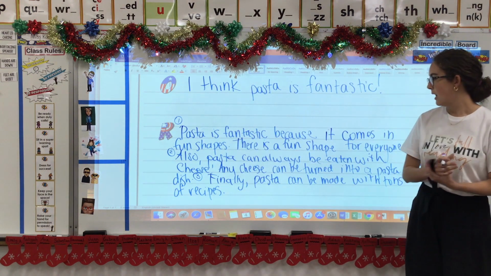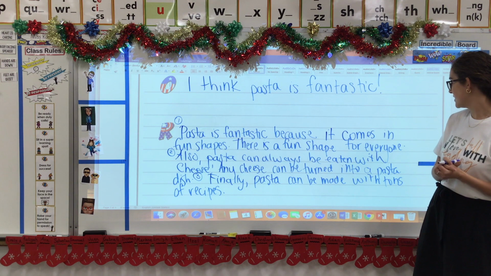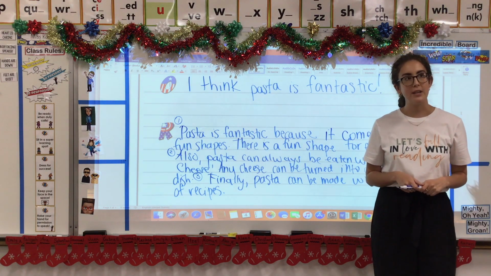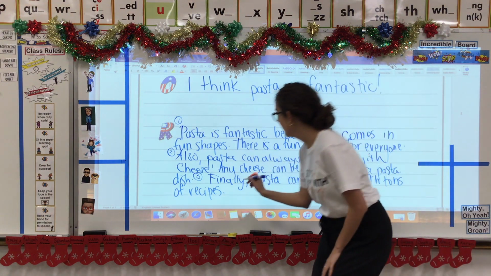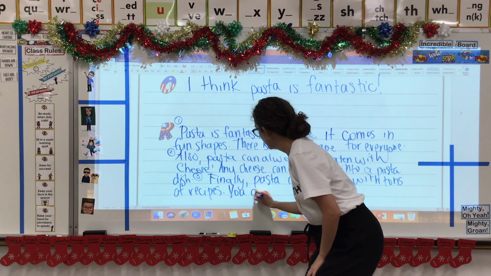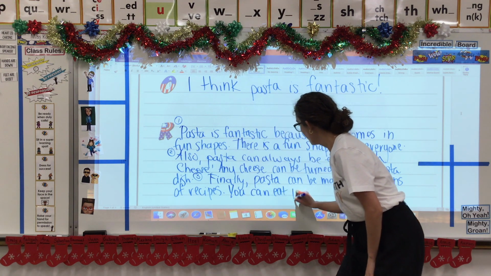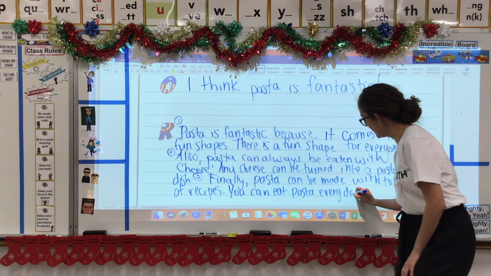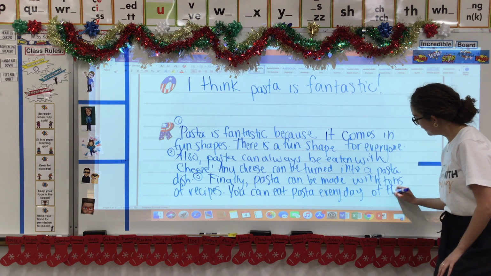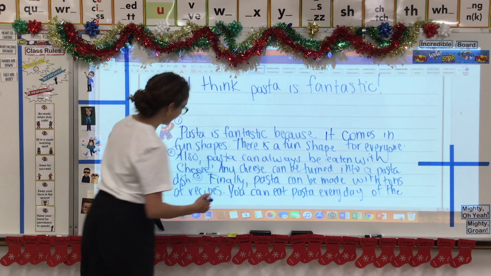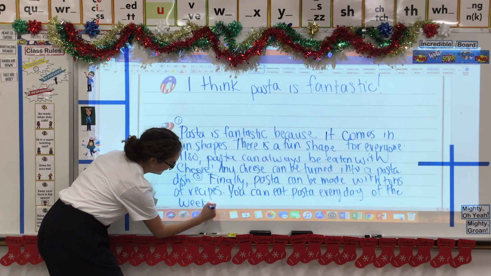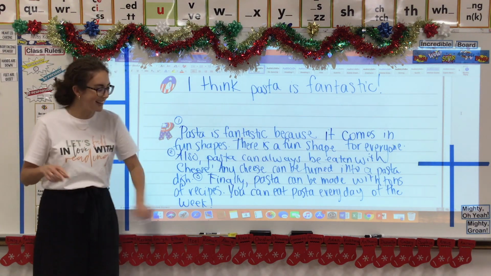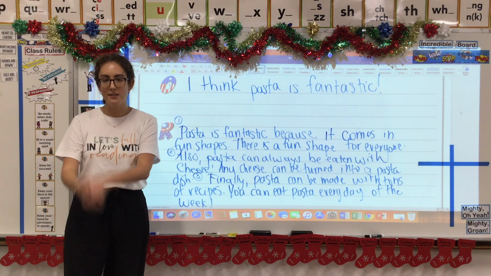There we go. Finally, pasta can be made with tons of recipes. So how can I explain even more about this? Oh, I know. You can eat pasta every day of the week! Whew, that's hard to write on the whiteboard, but we got it all done.